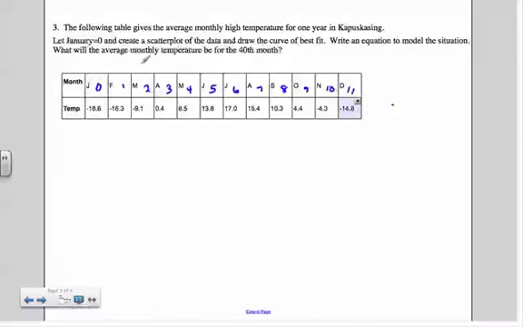So this gives a table for the average daily temperature in Kapuskasing. They took each day's temperature for the month and averaged it and came up with an average for that month. So January is going to be 0, 1, 2, 3, 4, 5. And I knew to enter in those numbers because in the question they said, let January equal 0. So the first thing I'm going to do is create a scatter plot of the data.